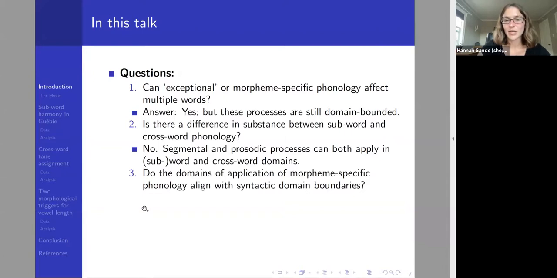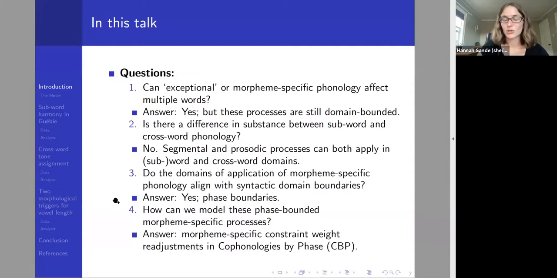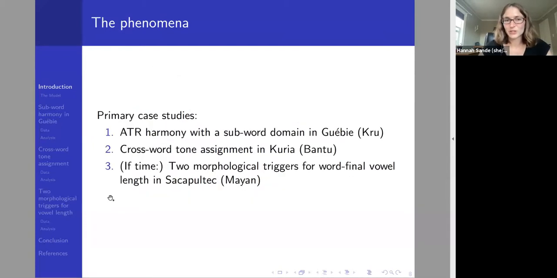Do the domains of application of morpheme-specific phonology align with syntactic domain boundaries? I'm going to say yes. Syntactic boundaries, namely syntactic phase boundaries, are a good candidate for defining these phonological domains. And then how do we model this? I'm going to show you a model, cophonologies by phase, which builds in phases as the domain of phonological evaluation.